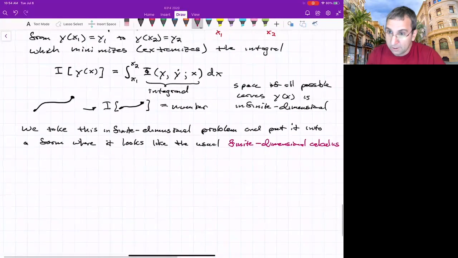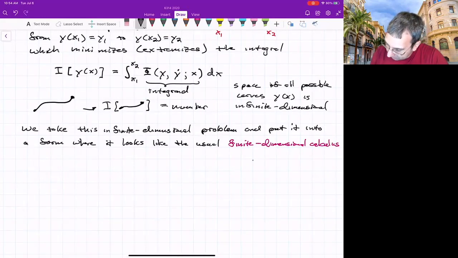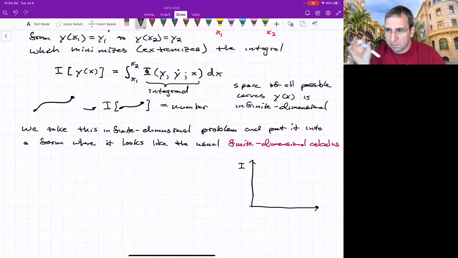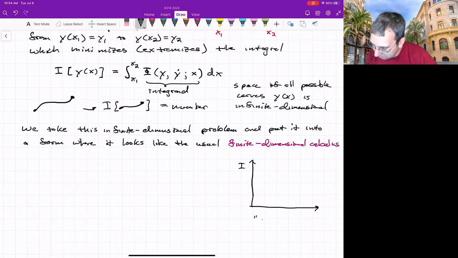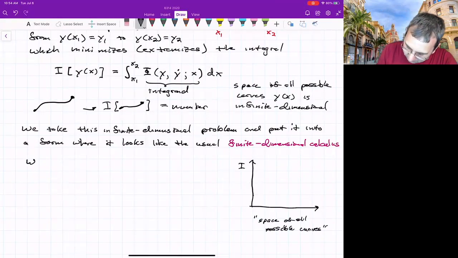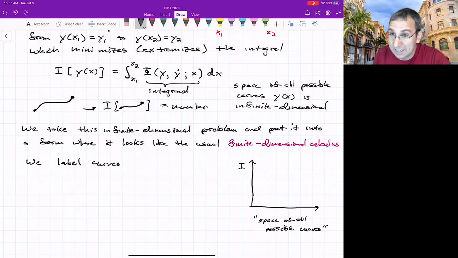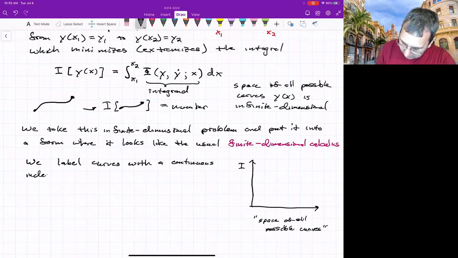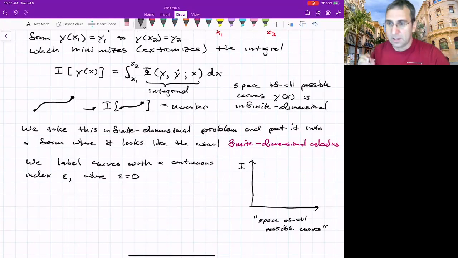And how are we going to do that? Just like I sketched up above, we've got I, and then we have this space of all possible curves along this axis here. But we're going to label the curves with just one scalar value. So we label curves with a continuous index, and we'll call it epsilon, where epsilon equals 0 is the correct path. That is the one that extremizes the integral I.